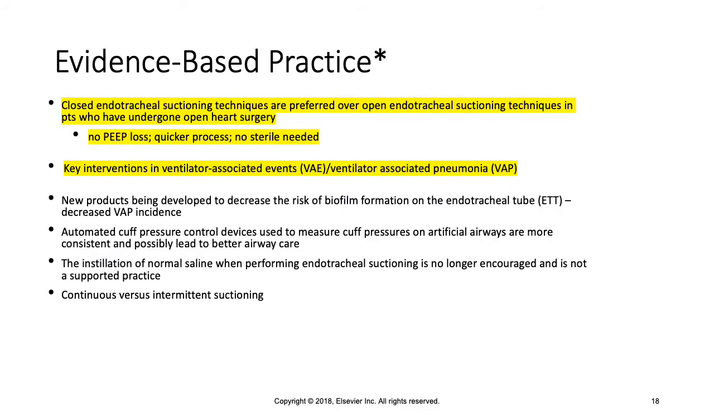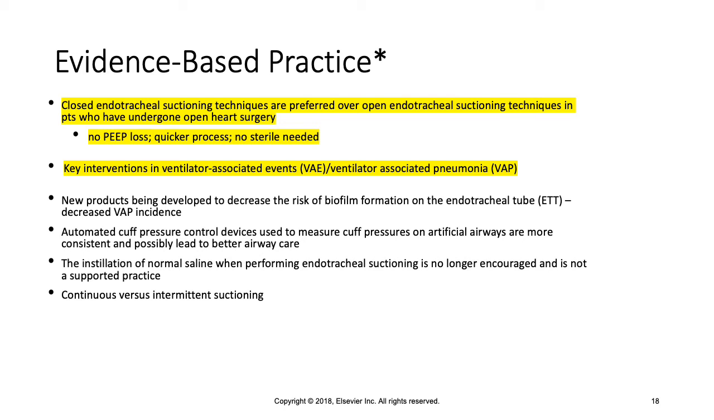Now, it's important to look at evidence-based practice. We'll take a look at what research says. Most of what's listed here has to do with artificial airways and ventilators. So with this, the closed method of suctioning endotracheal tubes is preferred over the open method of suctioning in patients who have had open heart surgery.